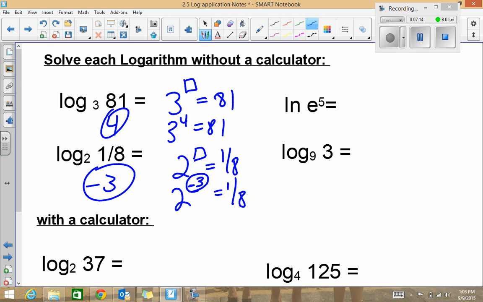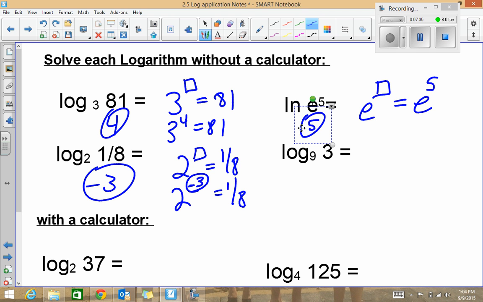Okay? If we look over here, natural log of e to the 5th. Again, think of natural log meaning a base e. So this is saying e to what power would equal e to the 5th. And to get this to equal that, the answer is 5.